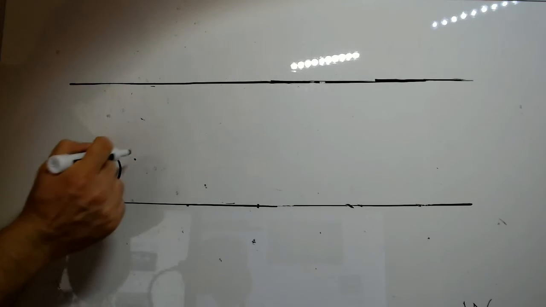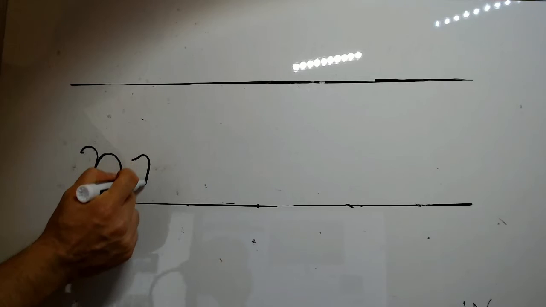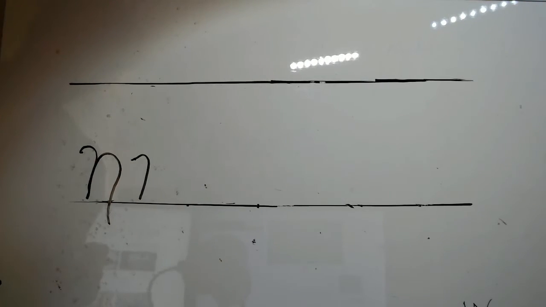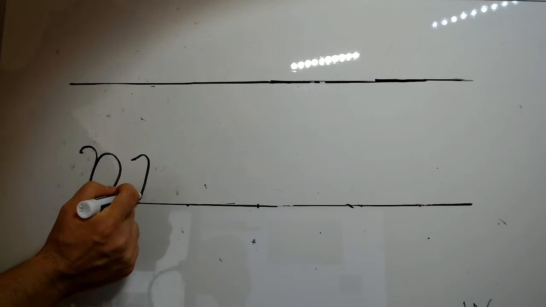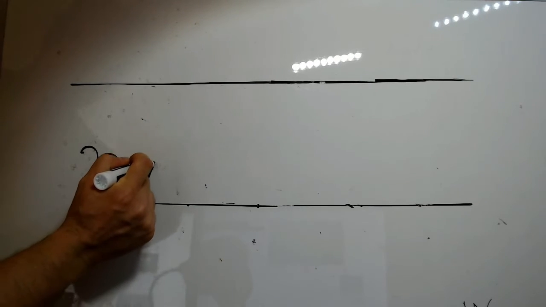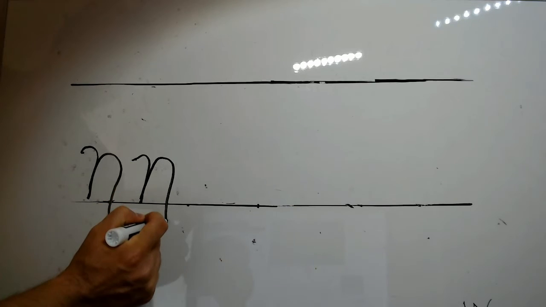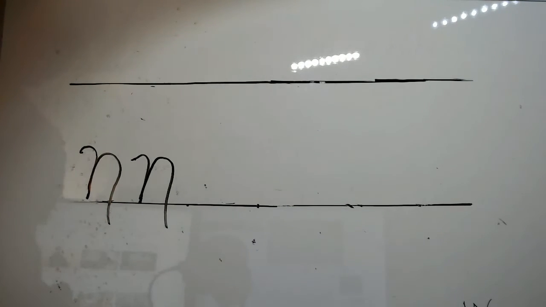Again, start out in the middle, make a short hook or candy cane shape, down to the bottom of the line, go back up to the middle, and a nice rounded N with a longer leg. Okay. Eta.